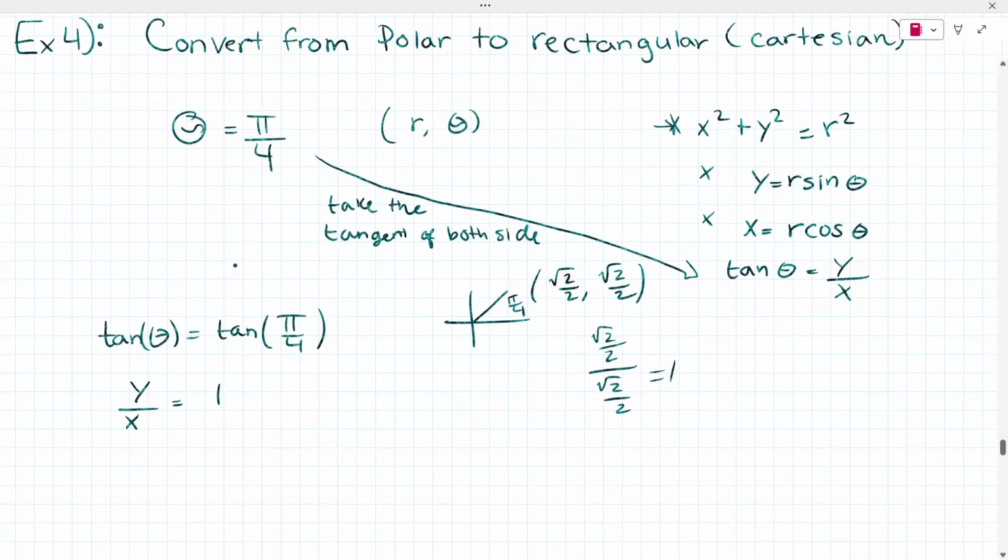And then maybe what I would do is solve for x. So go ahead and cross multiply. So y times 1 is y, and 1 times x is x. So you get y equals x. Okay. So yeah, that was that one.